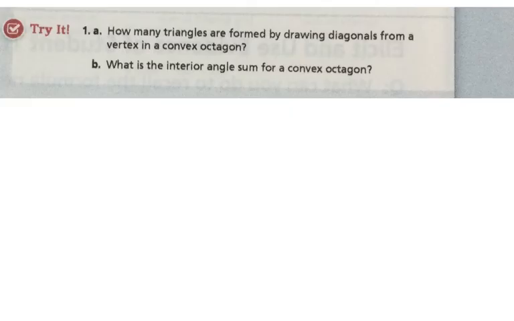Okay, so right here's the ones they want you to try. It says how many triangles are formed when you draw the diagonals from a vertex in an octagon. So we talked about it. An octagon has how many sides? Octagon means 8, right? 8-sided. So how many triangles can be formed from an 8-sided figure? 6. 2 less than that number of sides. So there would be 6 triangles formed.